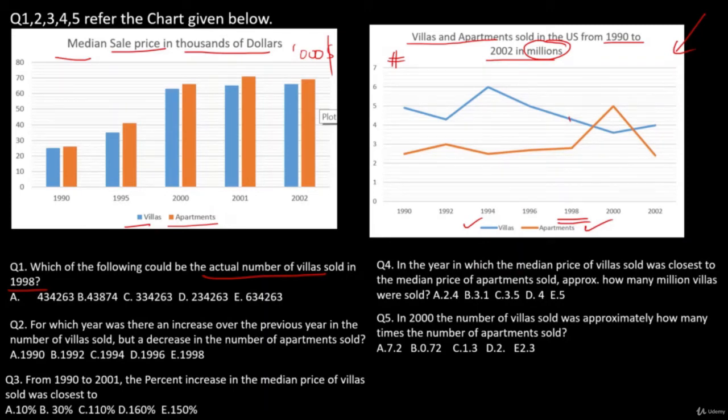Therefore, clearly we can eliminate option C, D and E, right? Because option C is not between 4 and 5. It's something greater than 3 million. Similarly, option D is 2 million something, right? And option E is 6 million something. So these 3 values are not between 4 million and 5 million. So we eliminate these 3.